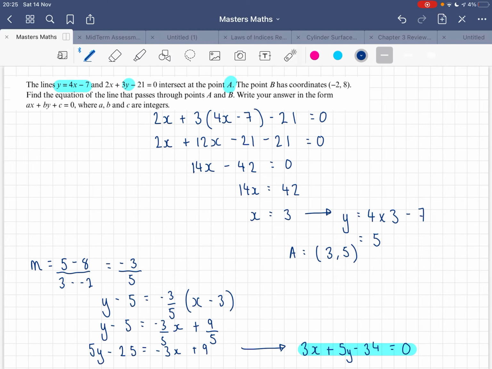Lovely. Okay, that's the end of the video. I haven't got anything else. I hope it helped. I think the formula for finding the equation of a line is quite nice to use. It's nice and easy, and it simplifies things a little bit.